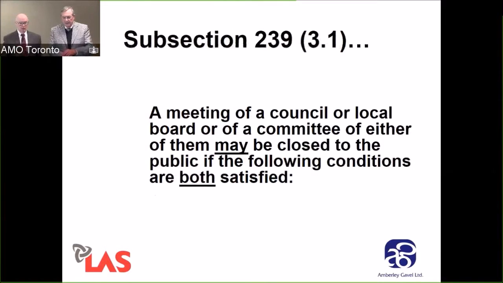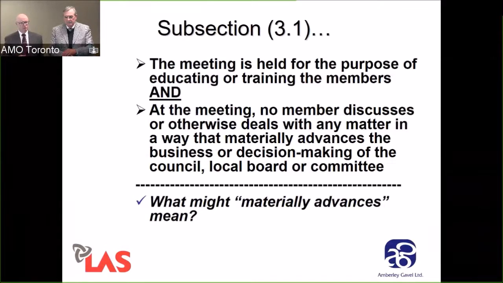Okay. So this is the education and training provision, Fred. And this is an important one, and it's one that you need to read with care. This came into effect in 2006, and when it first came before the legislature, it said just what is on this screen, that council may go into a closed meeting for education or training. But added to the act, at third reading in 2005, were these two provisions.